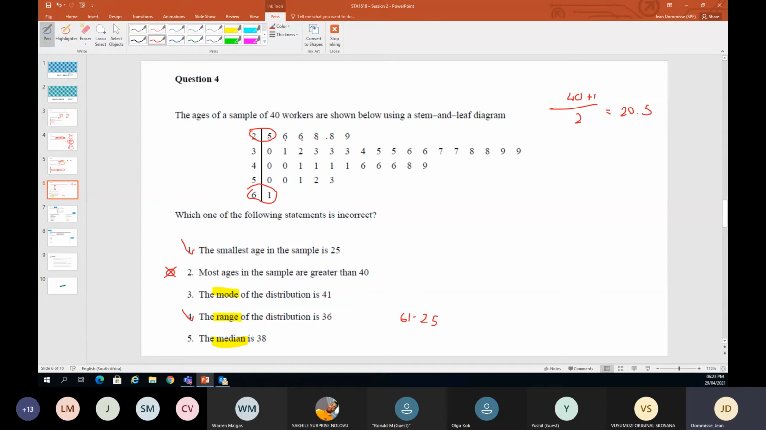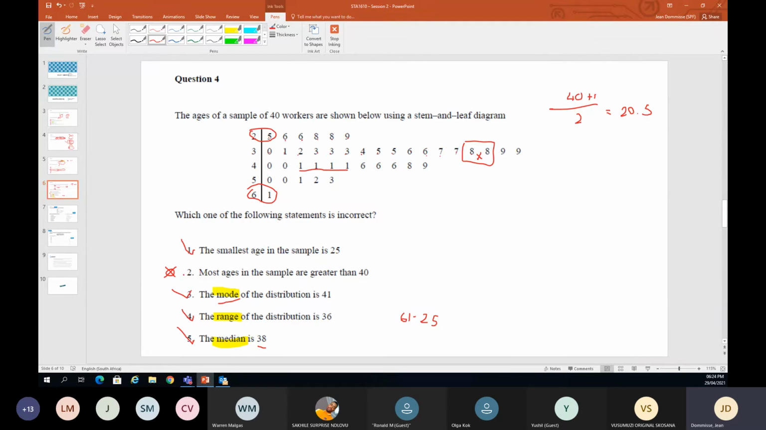So 1, 2, 3, 4, 5, 6, 8, 9, 10, 11, 12, 13, 14, 15, 16, 17, 18, 19, 20. So between 20 and 21 will be your middle number. Your median is then 38. Now let's look at the mode first. The mode is the number that appears the most. So let's look at this: 226, 228, 333, 240s, 1, 2, 3, 4. Okay, so there are four 41s and three 46s, so 41 is the most.